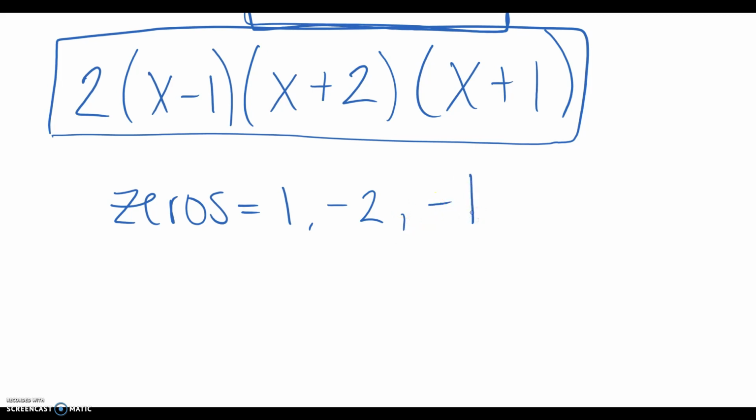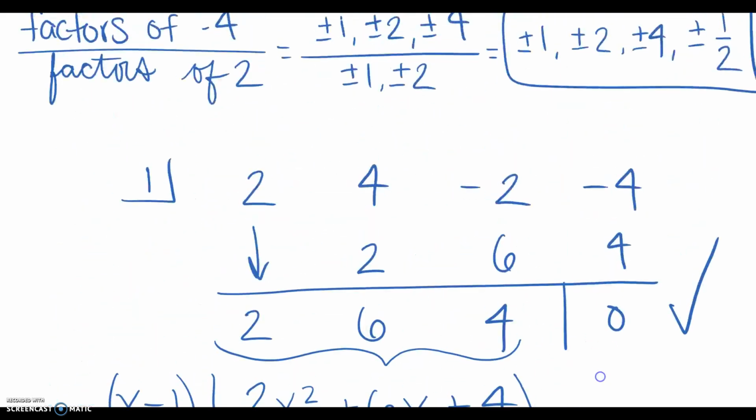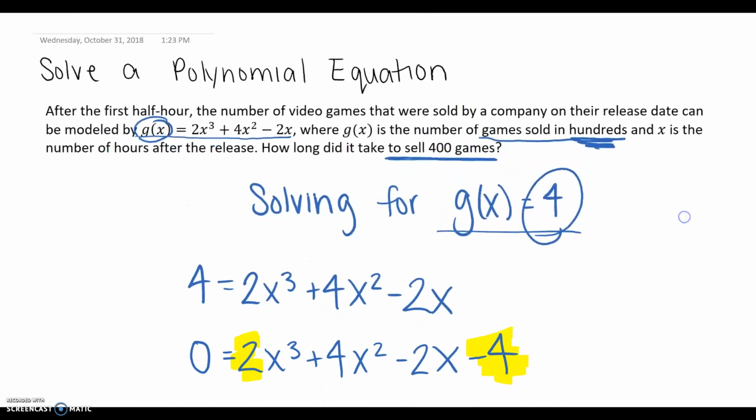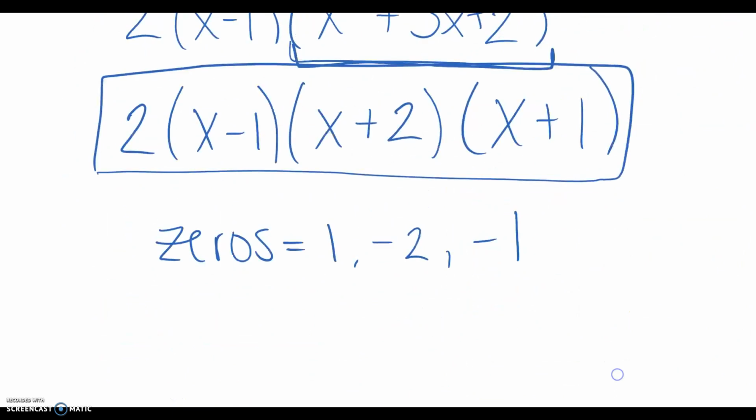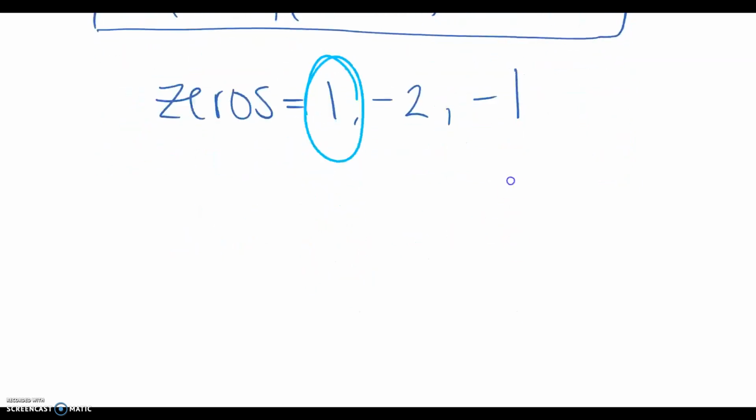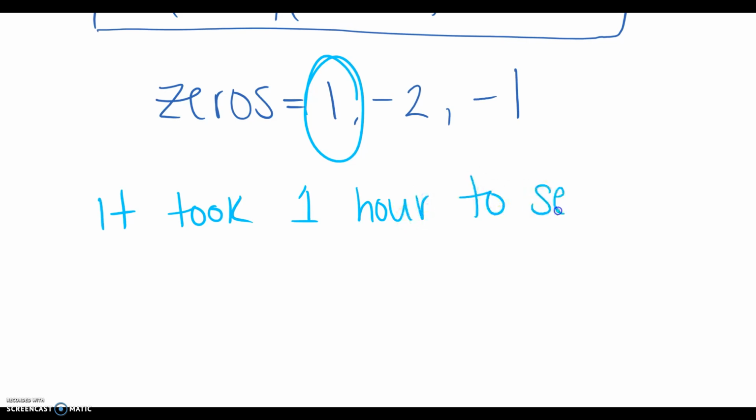But there can't be negative time, right? Because if we go all the way back up to our question, we're wondering how long it takes to sell 400 games. So these are all the potential answers, but only one of them actually makes sense, and that's going to be this one. So because time can't be negative, our conclusion is it took 1 hour to sell 400 games.